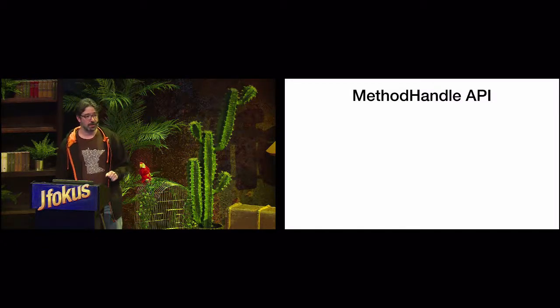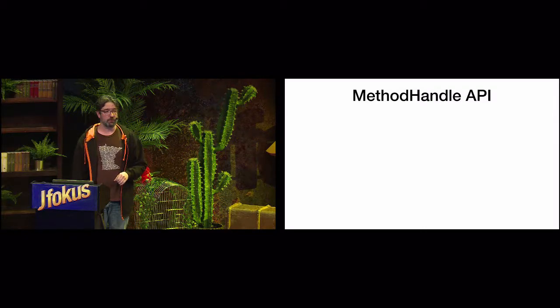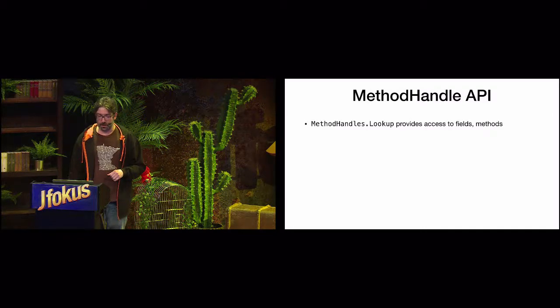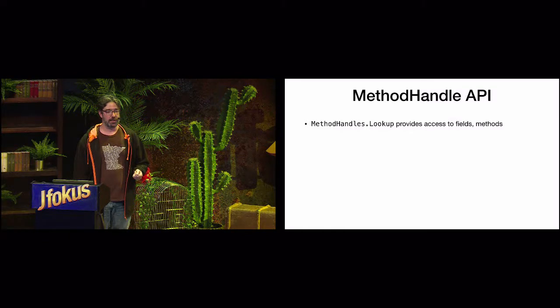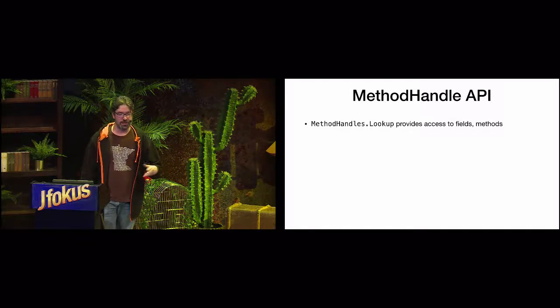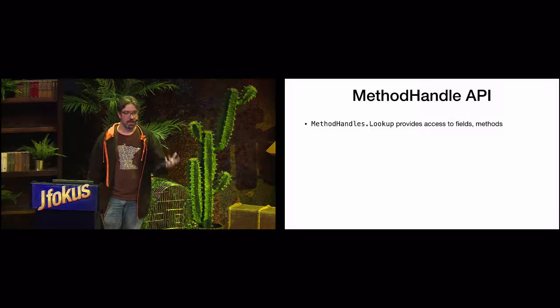Not a lot has changed as far as how Invoke Dynamic works. But for the MethodHandle API, we'll walk through it here. So the first thing that you'll run into is the MethodHandles.lookup object. This is essentially your Java-lang class that lets you go get methods, go get fields, and get access to them.